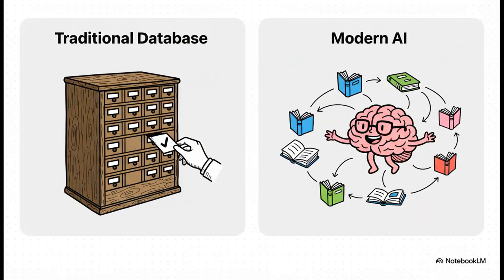Here's a great way to think about it. A traditional database is like an old-school library card catalog. It's amazing if you know the exact title of the book you want. But modern AI, it needs to be more like a fantastic librarian, someone who gets what you're really interested in and can suggest other books you'll love, even if the titles are totally different.